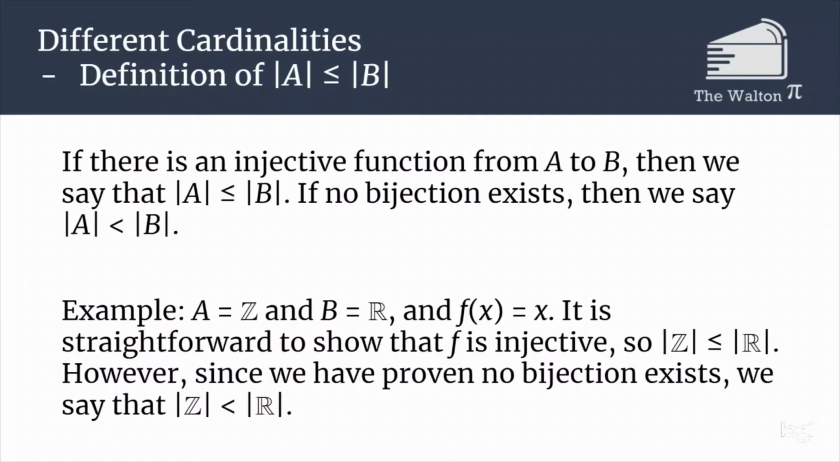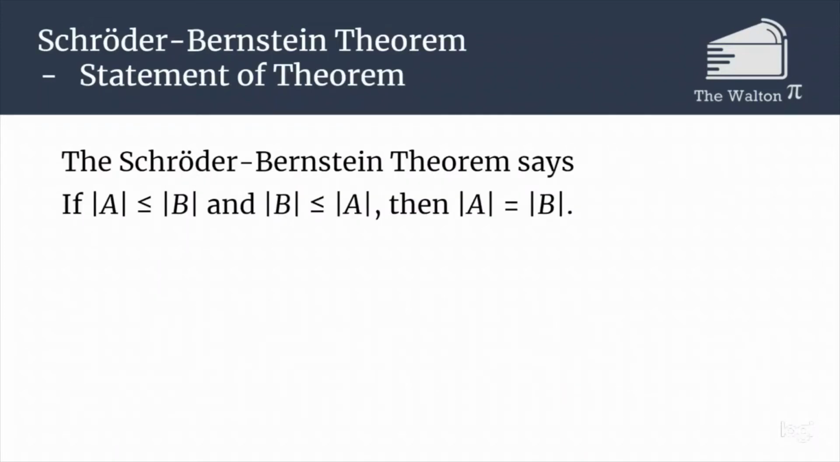Now that we've established what it means for cardinalities to be smaller than others, let's go through what the Schröder-Bernstein theorem says. It says that if the cardinality of A is less than or equal to the cardinality of B, and the cardinality of B is less than or equal to the cardinality of A, then the cardinality of A is equal to the cardinality of B.